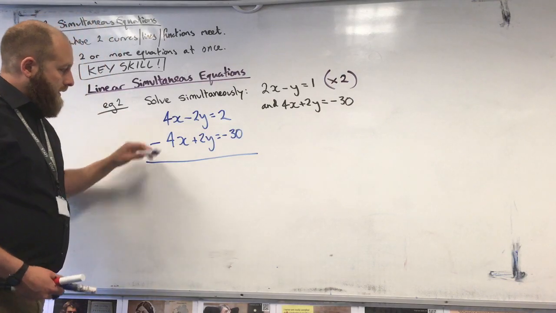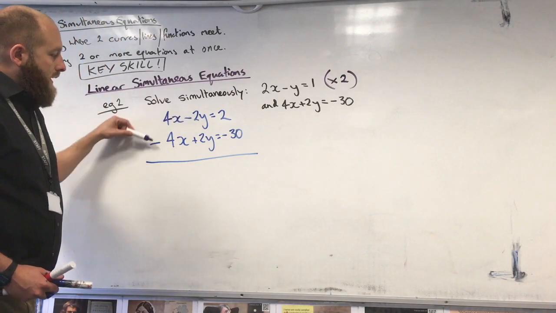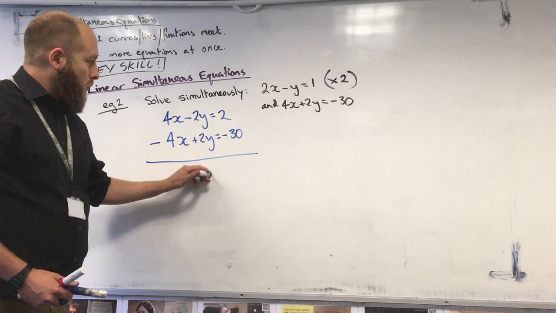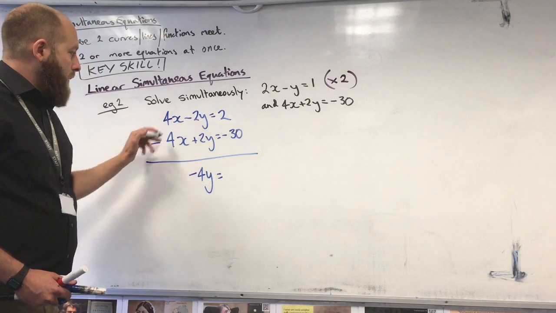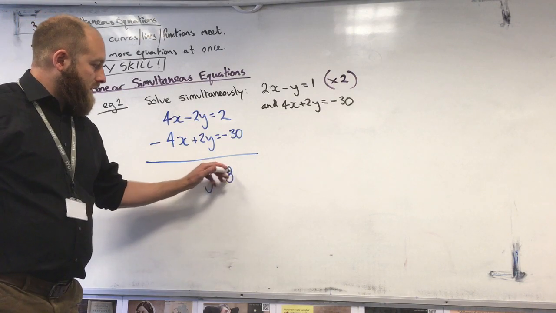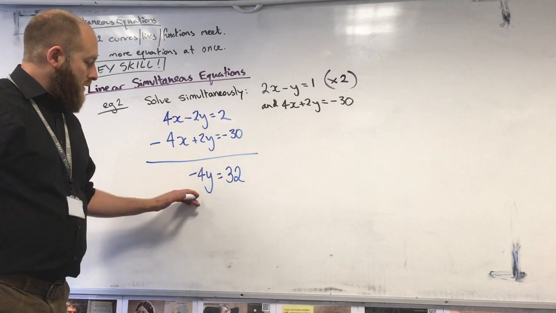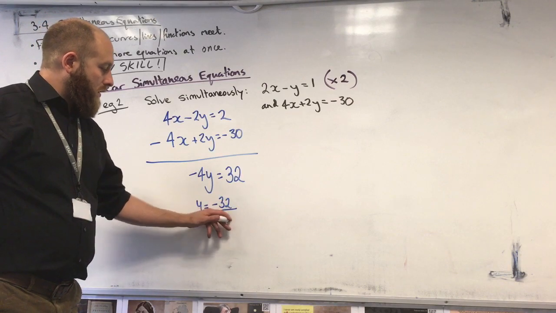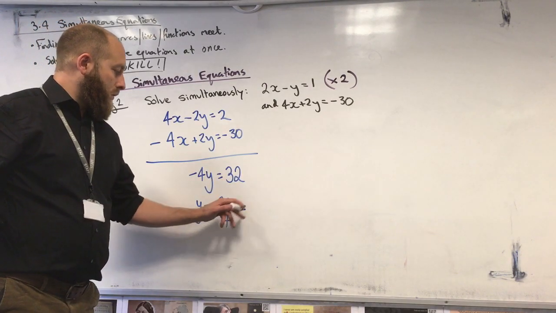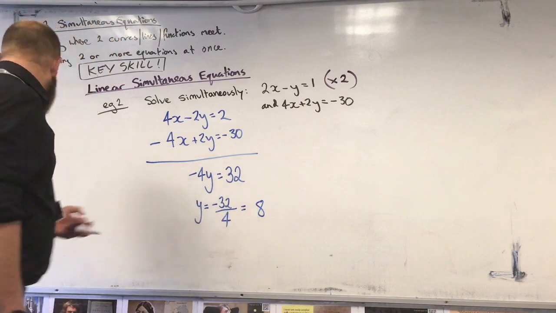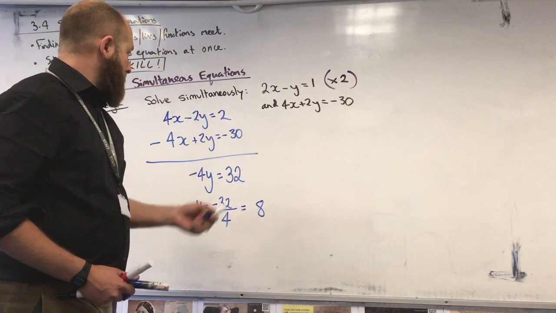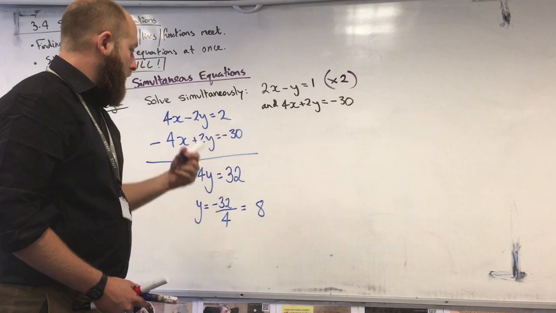So 4x take 4x, they're gone. Minus 2y take 2y is going to leave us with minus 4y. And 2 minus minus 30 is going to give us 32. So y is going to be equal to minus 32 over 4, which is going to be equal to 8. And now we can find x by substituting this back into any of these equations we've used so far.